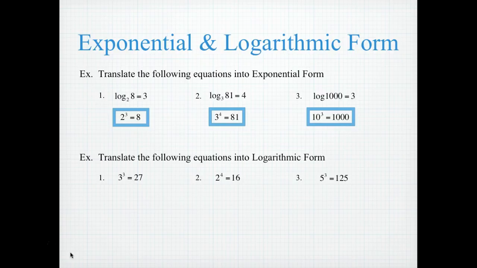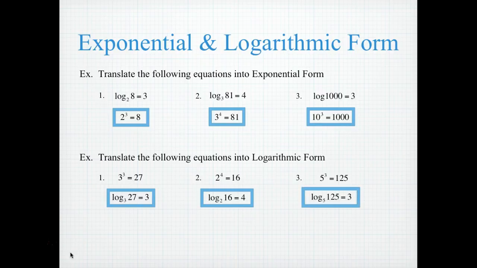In the last set of examples, we're going to translate equations from exponential form into logarithmic form. So in the first one, we have 3 to the third is equal to 27, and that's going to translate to log base 3 of 27 equal to 3. 2 to the fourth power is equal to 16, and that translates to log base 2 of 16 equals 4. And finally, we have 5 to the third is equal to 125, and that's going to translate to log base 5 of 125 equal to 3. It's very important to be able to maneuver back and forth fairly seamlessly between exponential form and logarithmic form.